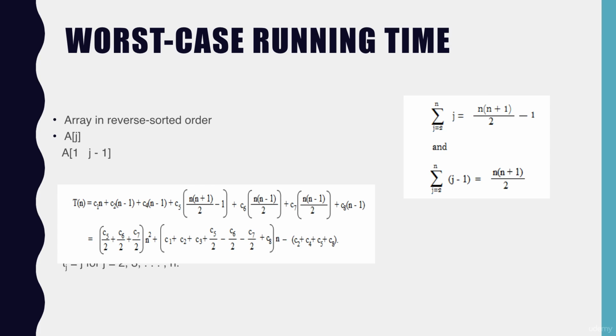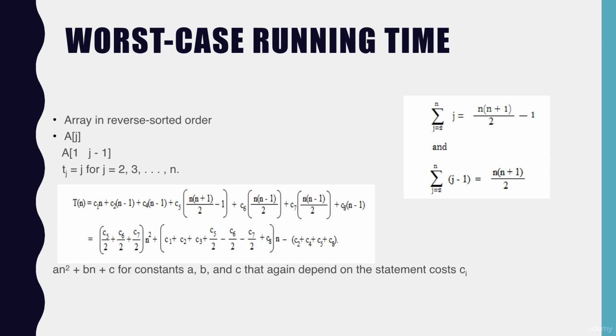The worst case running time can be expressed as an square plus bn plus c for constants a, b and c that again depend on the statement costs Ci. It is thus a quadratic function of n. Typically, as in insertion sort, the running time of an algorithm is fixed for a given input. Although in later lectures, we shall see some interesting randomized algorithms whose behavior can vary even for a fixed input.